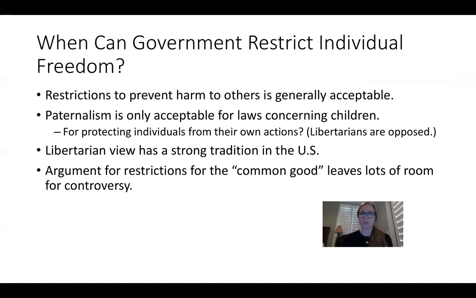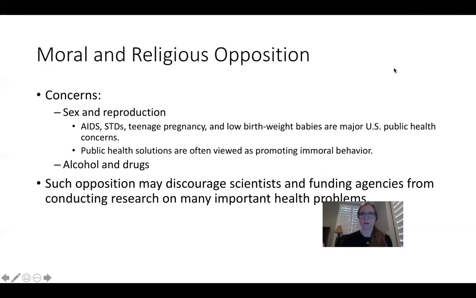Paternalism is only acceptable for laws concerning children, for protections of individuals from their own actions. Okay. So it's a view of tradition and strong in the United States, common good, what affects others, or just protecting the society. Such a controversy. Moral and religious oppositions. This is a huge controversy. Sex and reproduction. This also concerns public health and is often viewed as promoting immoral behavior. Just being aware it's such a big controversy in so many different areas, okay?